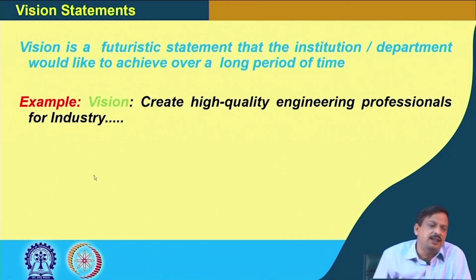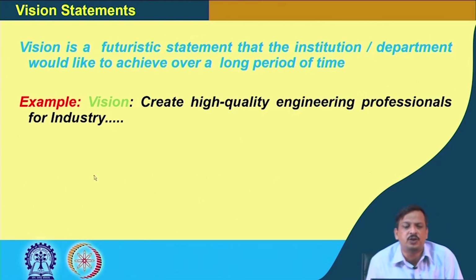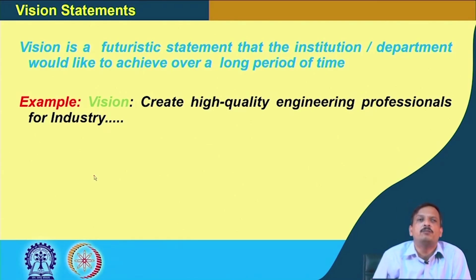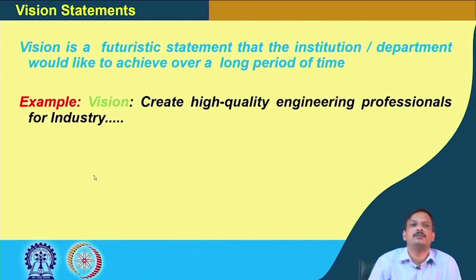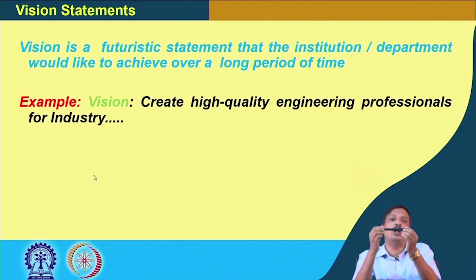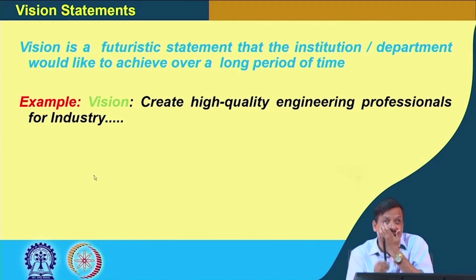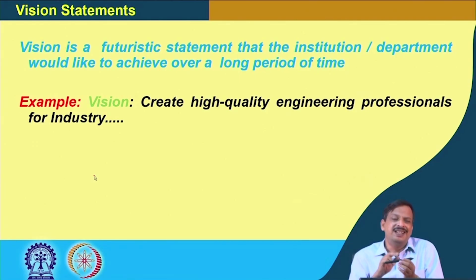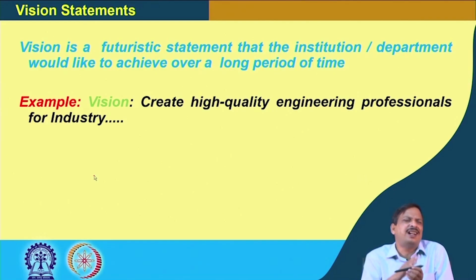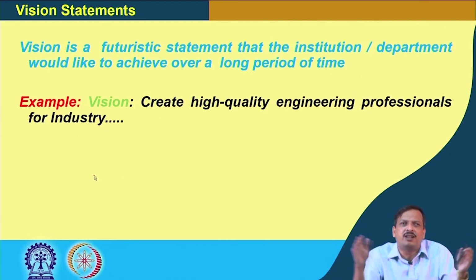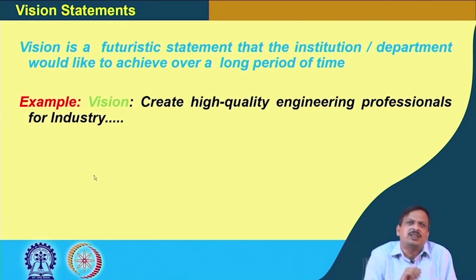I can say the vision is a futuristic statement that the institute or department would like to achieve over a long period of time. So vision means what the institute wants to produce, okay? And what is mission? Mission statements are essentially the means to achieve the vision. Every institute has a vision of what it wants to be, and how you want to get there is called the mission. Now, is it true that all institutes have the same vision and the same mission? Does every institute say that it will produce an engineer who will be an excellent researcher, or an excellent citizen of India, the same thing?